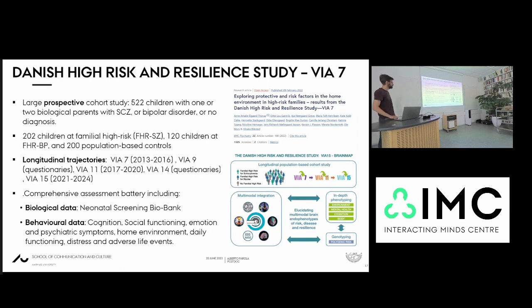The children and the parents are assessed when the children are 7 years old, then again when they are 11, and then again when they are 15. We are now at the last stage, the collection of data when the children are 15 years old, at the start of adolescence. So we are almost at the end of the project.